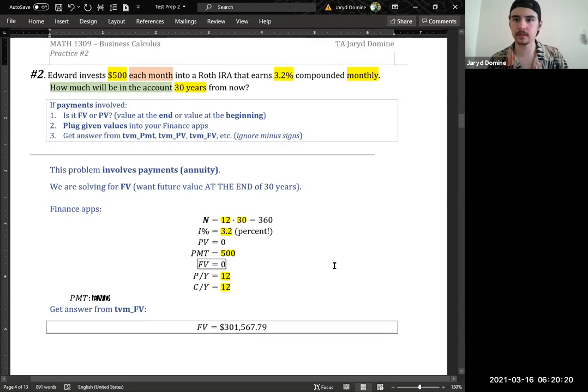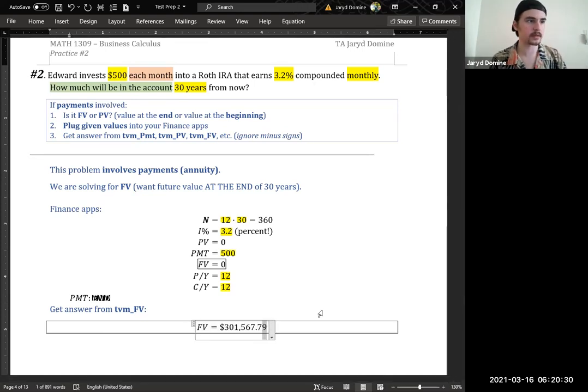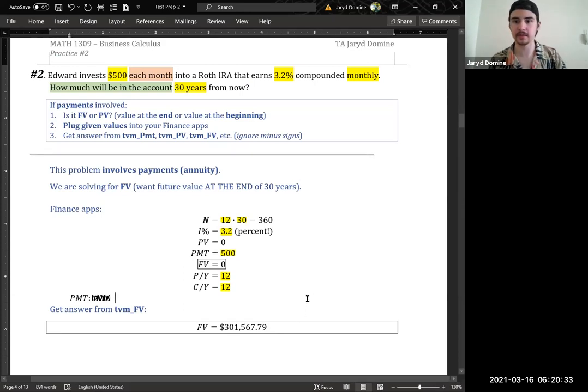Oh, someone asked me to... The answer should be 301,567.78. So I don't know. Maybe I have a rounding error here, but just round it to the cents place. So let me change that to 78.